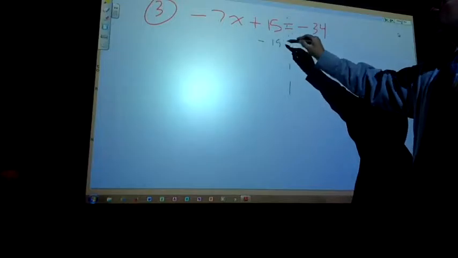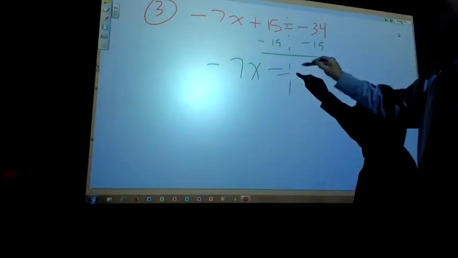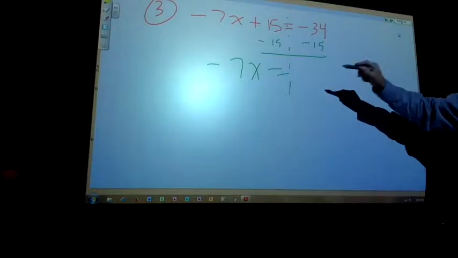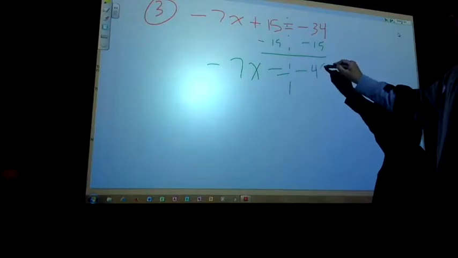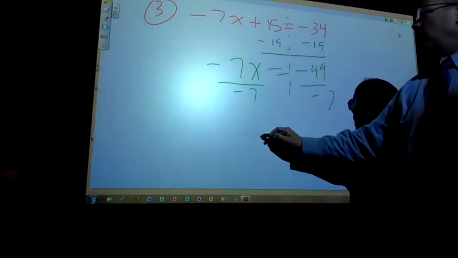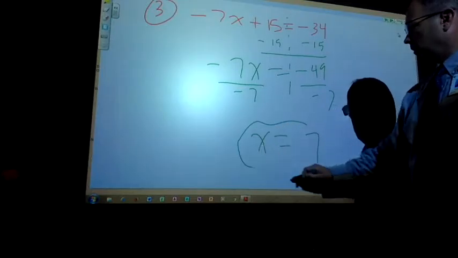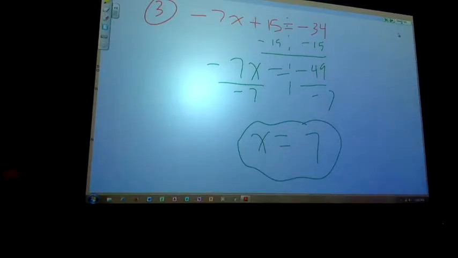Subtract 15 from both sides. -7x is equal to -49. Thank you. And then divide each side by -7. So x is equal to 7. Sweet.